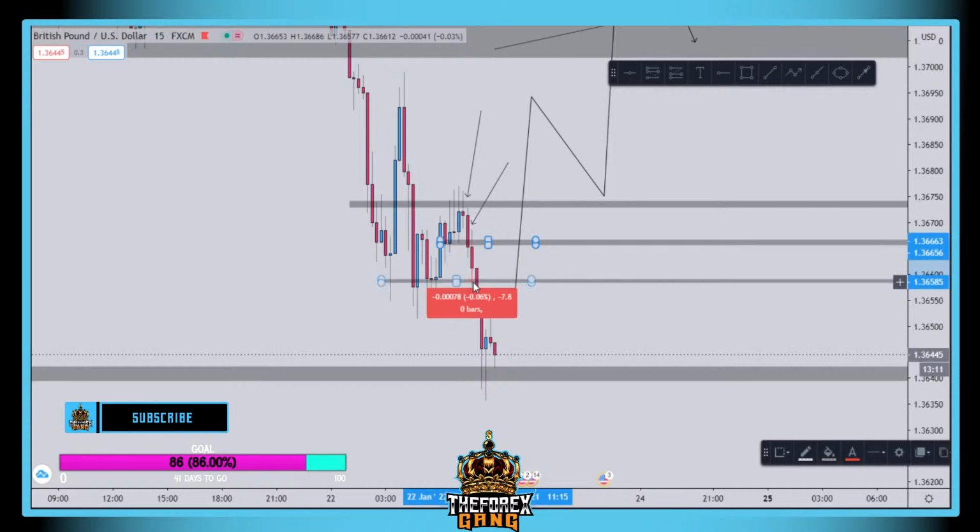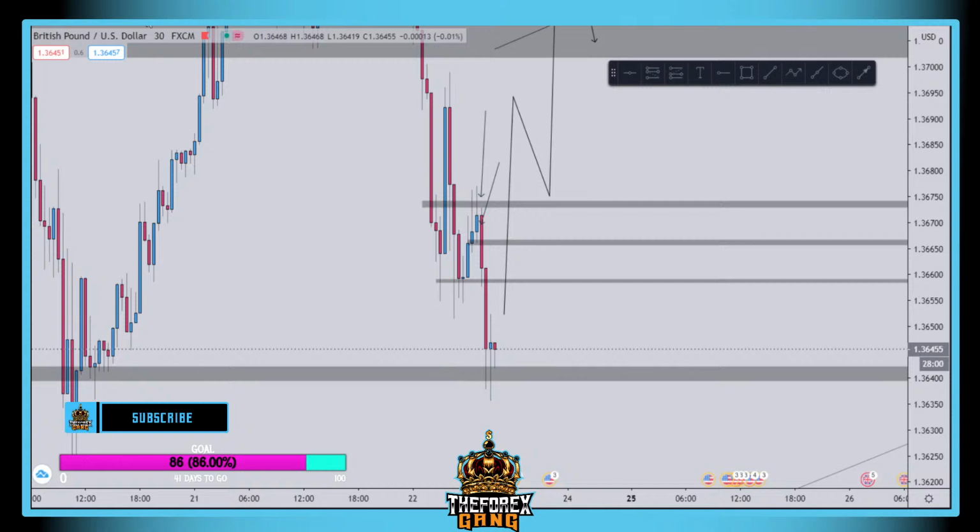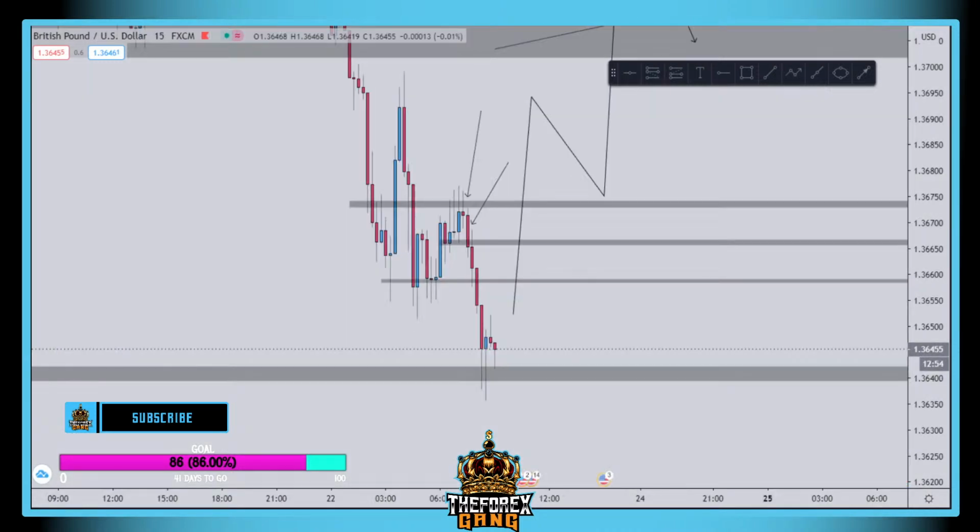Just about like 5 pips. Yeah, so that was one issue. The range was not so big, so I can do that, because it might reject from there. But on the 15-minute, I missed that one when it closed below 36,600.